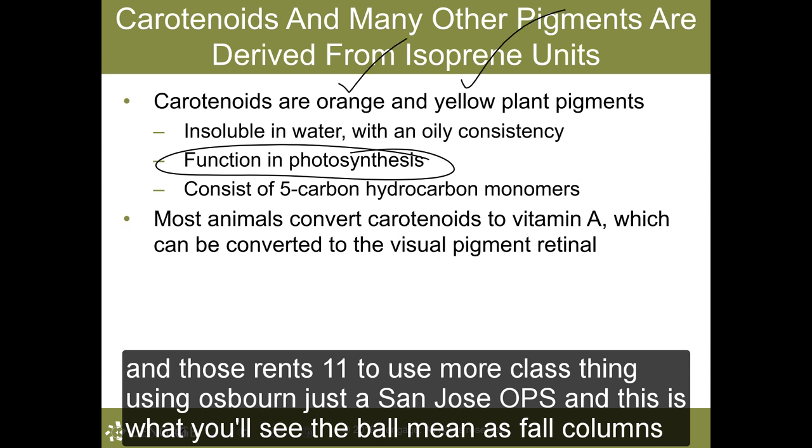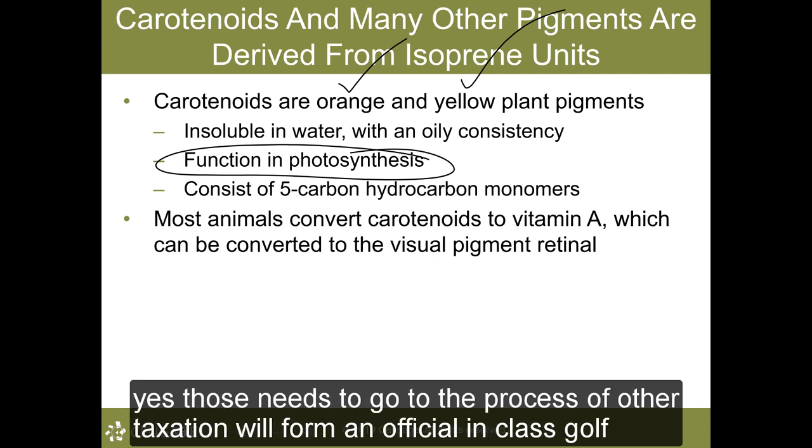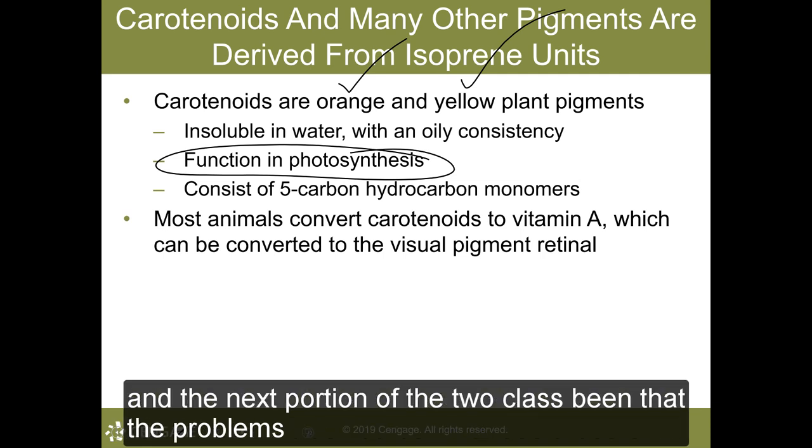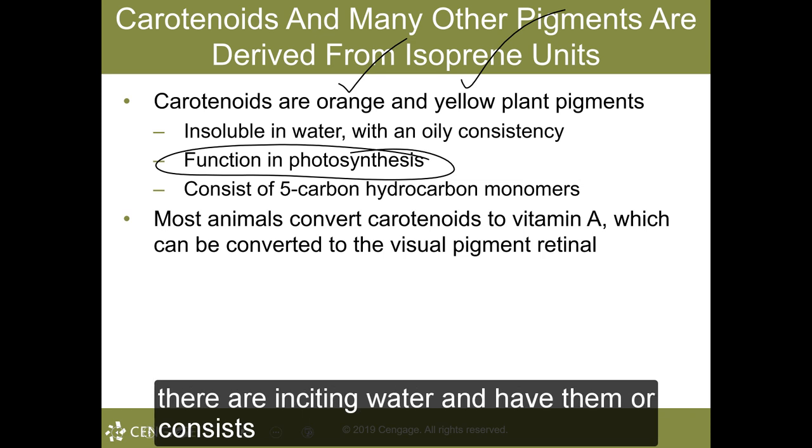And this is what you all see in the fall, meaning as fall comes, yes, those leaves do go through the process of abscission, meaning forming an abscission layer and falling off. Well, as those leaves do fall off, you begin to see those carotenoids. The next portion I'll get to is that the carotenoids are insoluble in water and have a bit of an oily consistency.